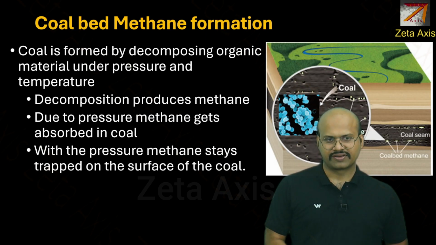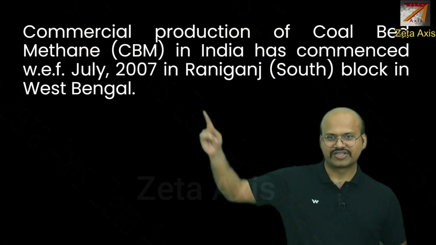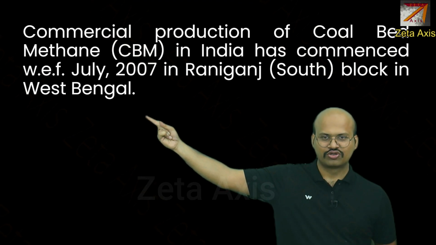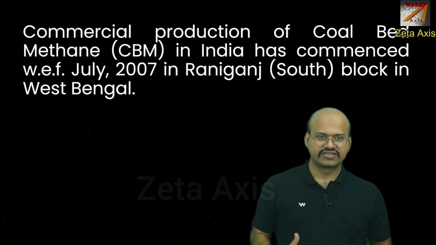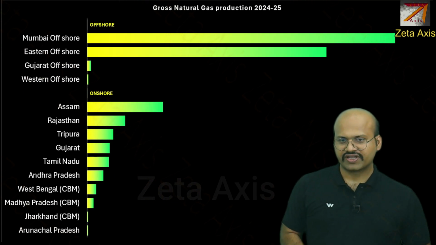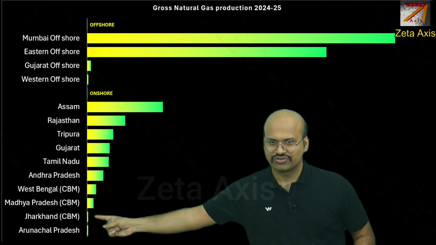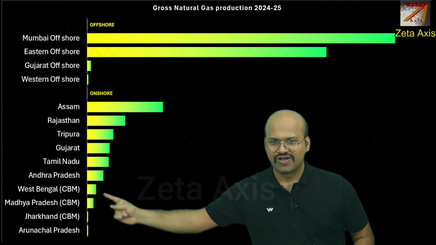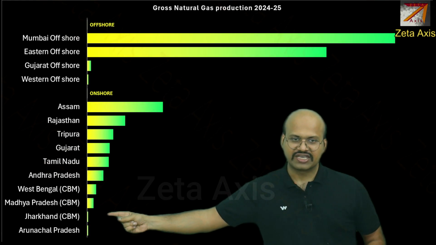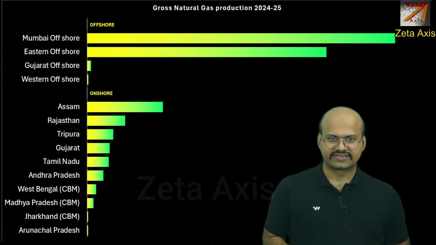And the commercial production of coal bed methane in India commenced in 2007 in Raniganj block in West Bengal. So this is when the first CBM was extracted. Now if we see the production of India, we can see that these are the three states where the CBM is produced. The highest amount is produced in West Bengal, followed by Madhya Pradesh and then by Jharkhand. So all this CBM or methane gas or natural gas is produced basically from coal mines.